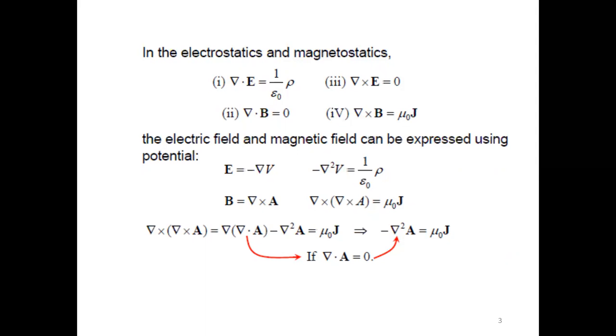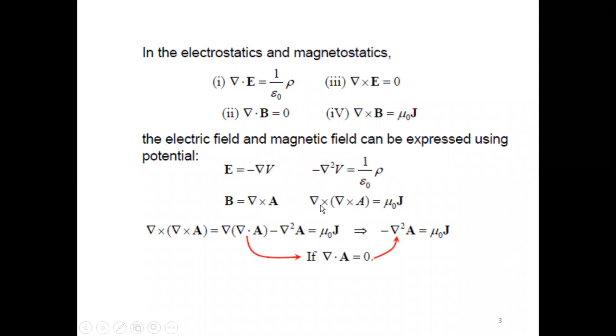So these two relations are obtained with the help of these equations, which are strictly valid only for the electrostatic and magnetostatic case. So this is for the electric field. Now see, we have the relation B equals curl of A. If we put the value of B in the fourth equation, we will get curl of A equals mu 0 J.